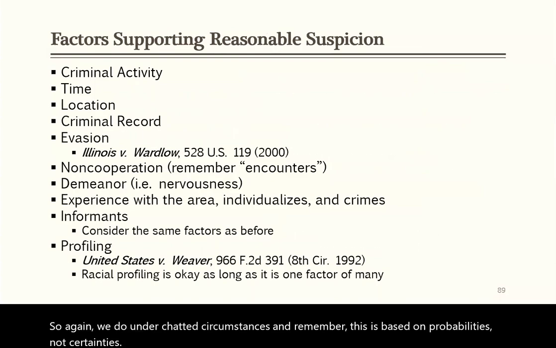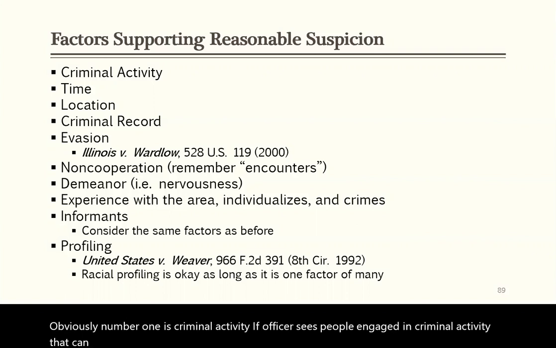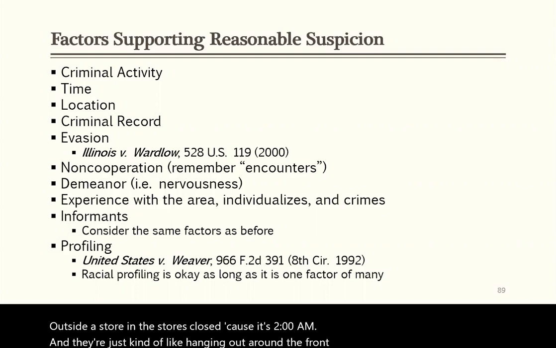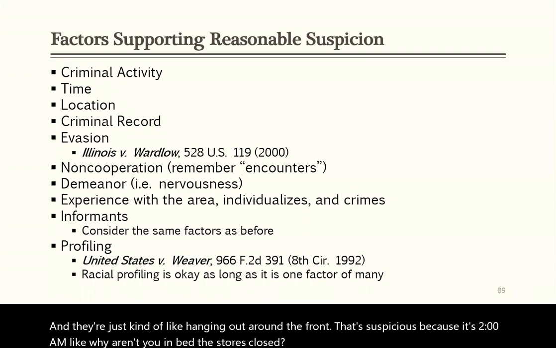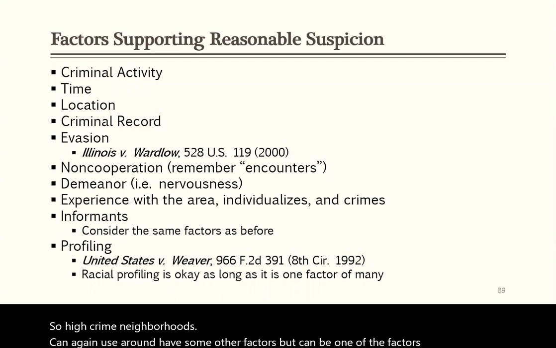So, what factors support reasonable suspicion? Obviously, number one is criminal activity. If an officer sees people engaged in criminal activity, that can be one factor that supports reasonable suspicion. Time, all right? If you have a couple guys outside a store and the store is closed because it's 2 a.m., and they're just hanging out around the front, that's suspicious. Like, why aren't you in bed? The store's closed. Location. High crime neighborhoods can be one of the factors that gives us reasonable suspicion, though usually we're going to have some other factors.